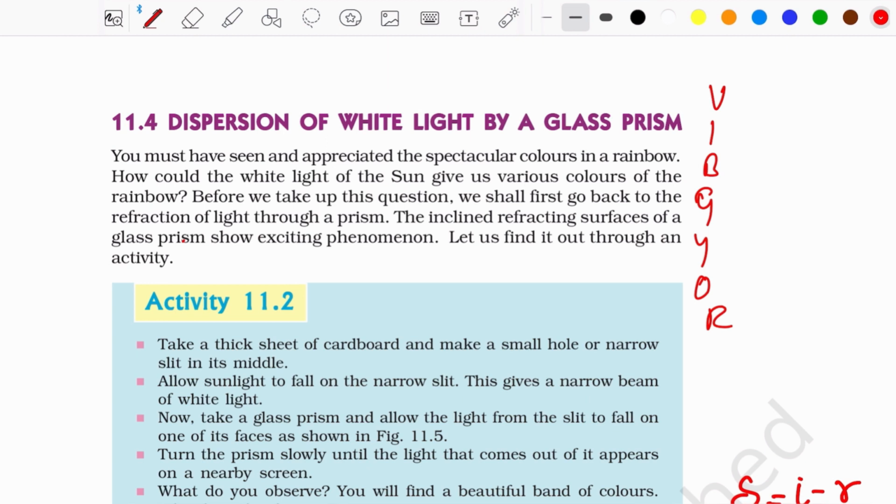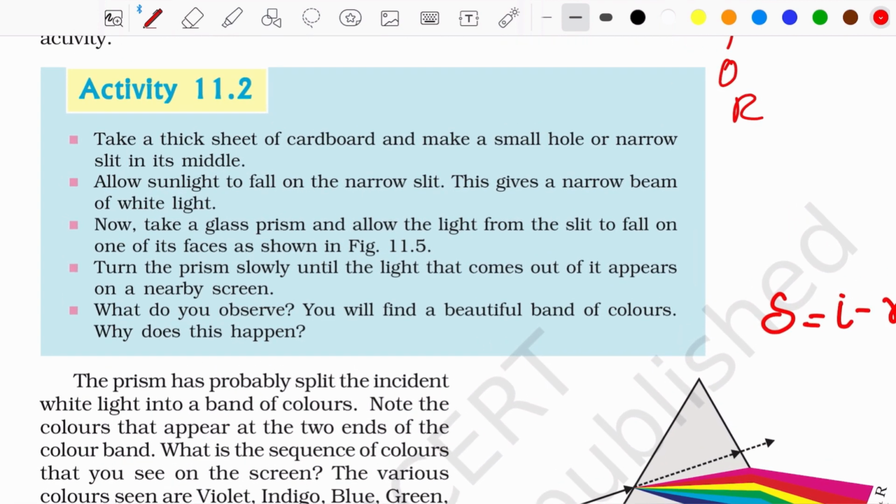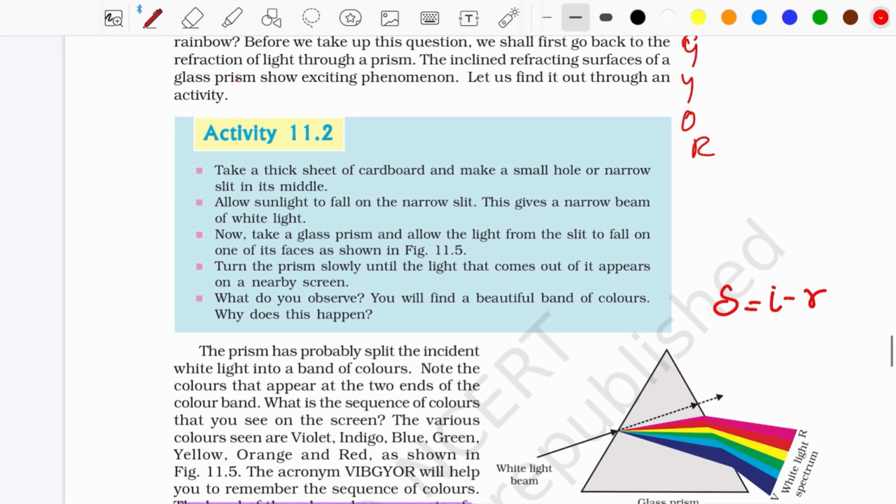The inclined refracting surfaces of the glass prism show exciting phenomena. Let us find it out through an activity. Again, you have to take a thick sheet of cardboard and make a small hole or a narrow slit in the middle of it. Allow the sunlight to fall on the narrow slit, which gives a narrow beam of white light. Now take a glass prism and allow the white light from the slit to fall on the faces of the prism. Turn the prism slowly until the light that comes out of it appears on the nearby screen.